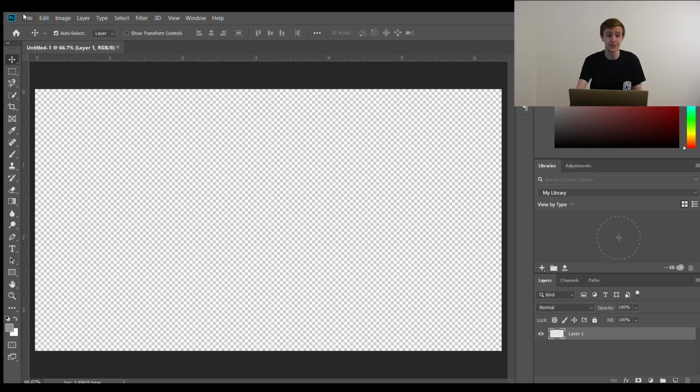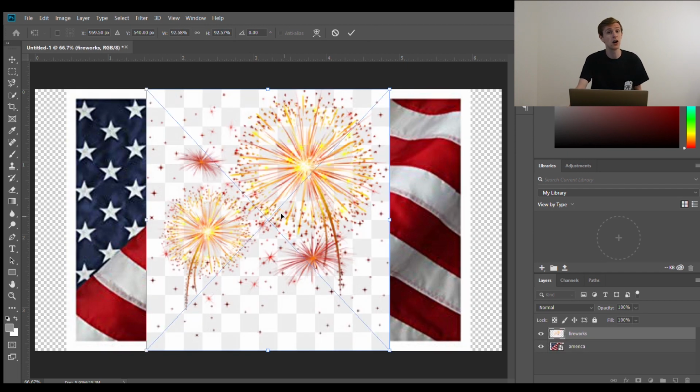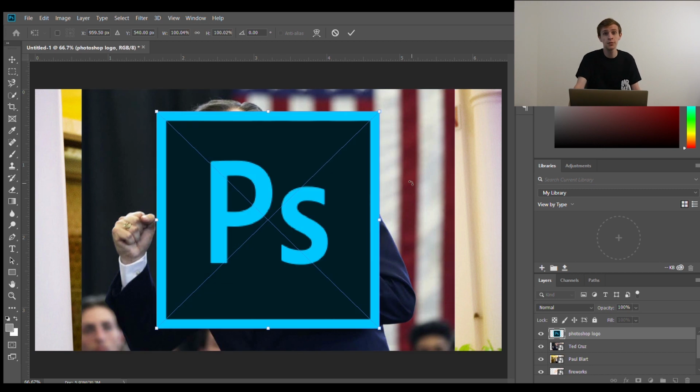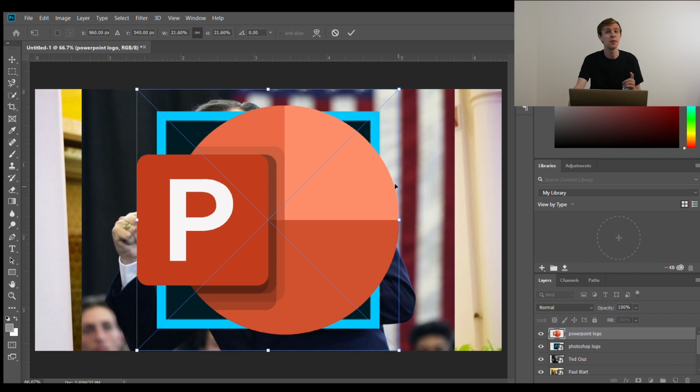So with this final picture, I think it was only fair to pay homage to the works I used to do in PowerPoint and bring back my favorite characters. Paul Blart Mall Cop 2 and Ted Cruz 2. I was thinking a lot about what I wanted the backdrop to be, and I decided the American flag, baby. Also gonna need fireworks, Paul Blart, Ted Cruz, a Photoshop logo to show where I'm going, but a PowerPoint logo to remember my roots.